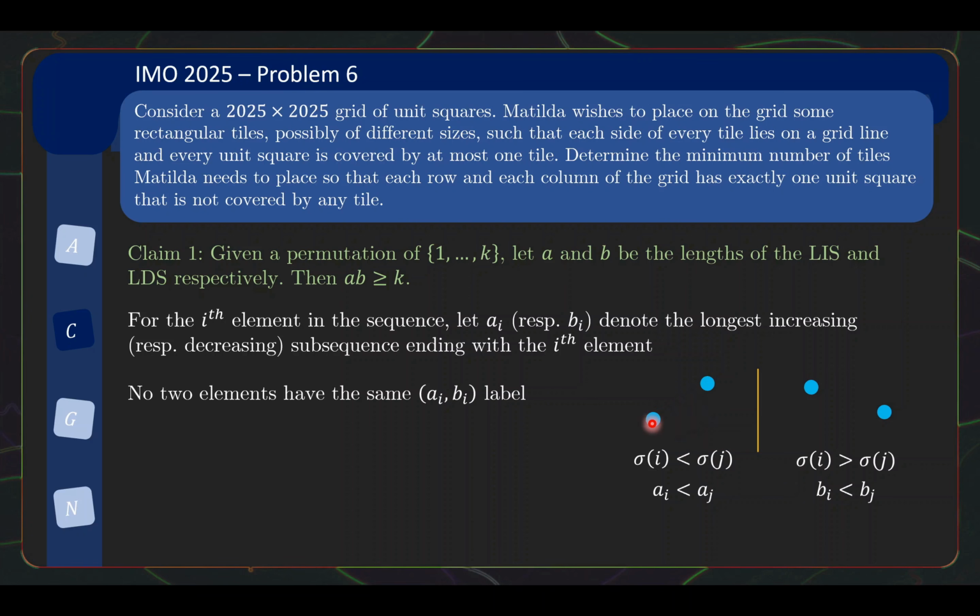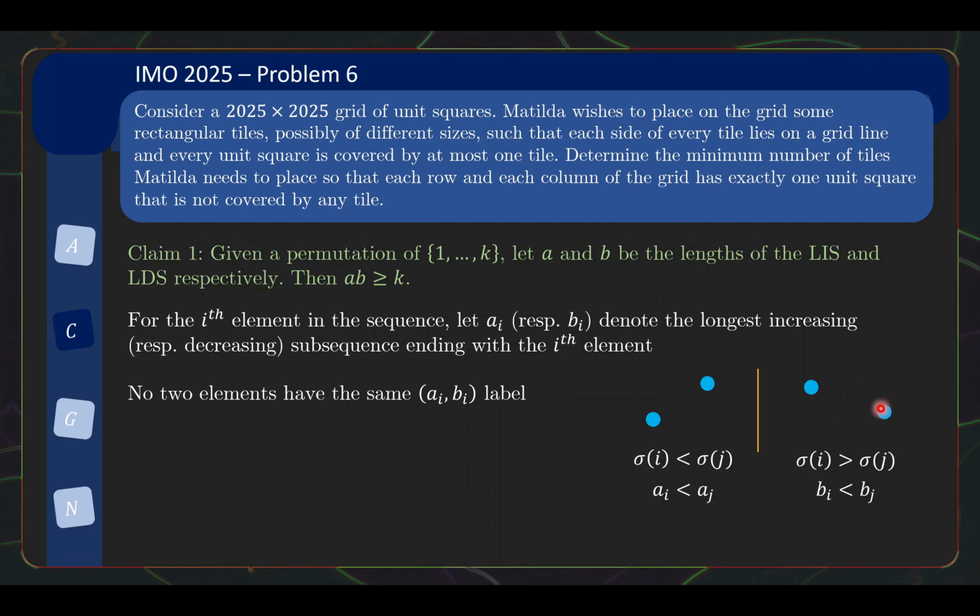Now, if sigma i, which is basically the actual value of the ith element, is less than the actual value of the jth element, then Ai must be less than Aj, because the longest increasing subsequence that ends with this jth element is at least taking the longest increasing subsequence that ends with the ith element and then appending the jth element to it. Therefore, Ai is strictly less than Aj.